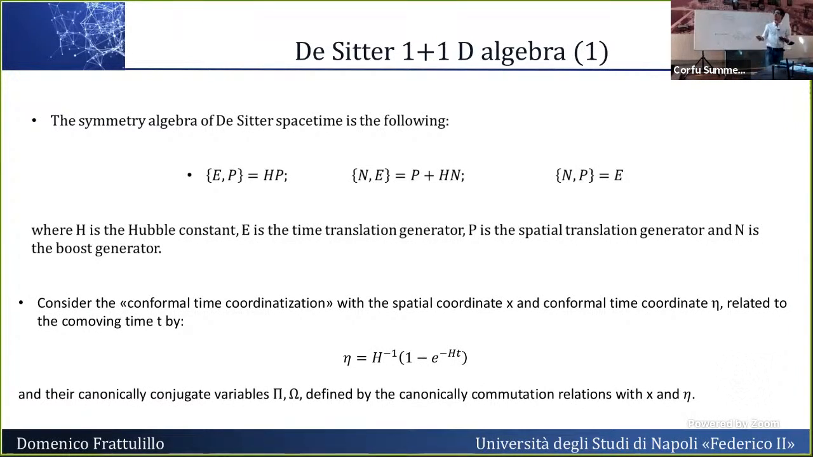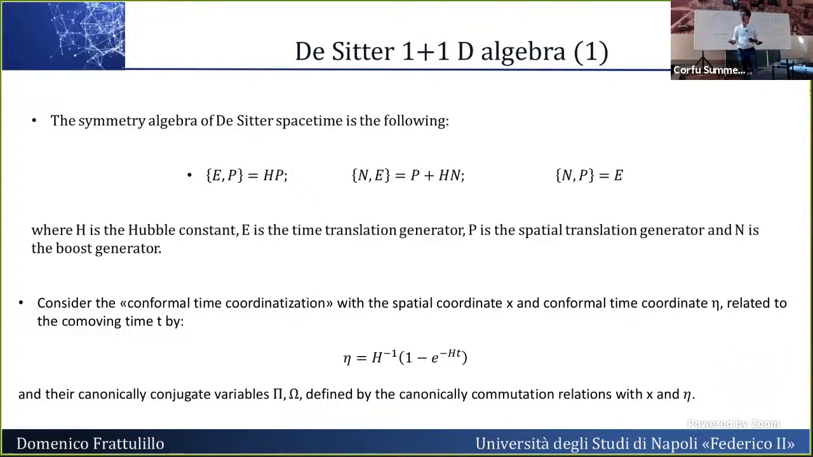We start from the standard de Sitter algebra, the undeformed one, where H is the Hubble constant, and when we send H to 0, we recover the standard Poincare algebra. And again, we have called E the time translation generator, P the spatial translation generator, and then the boost generator. We will work in conformal time coordinatization, where x is the spatial coordinate and eta is the conformal time coordinate, which is related to the comoving time by the following relation.